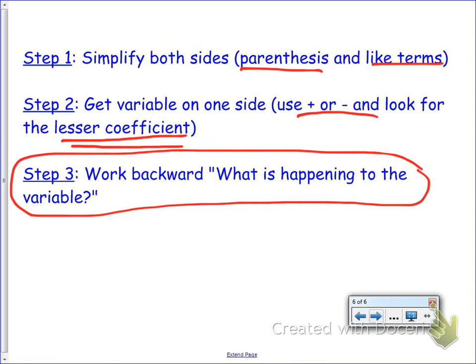So just be careful with special situations. Don't ask yourself what is happening to the variable at first. Ask that after you've made sure that you've simplified both sides and gotten the variable on one side. Once you've done that, then start working backward.